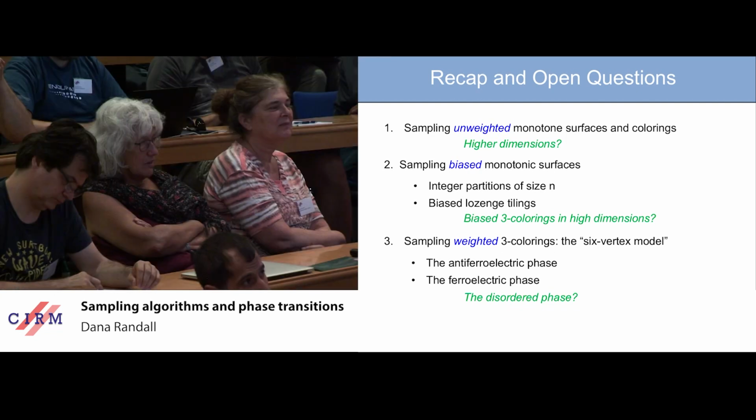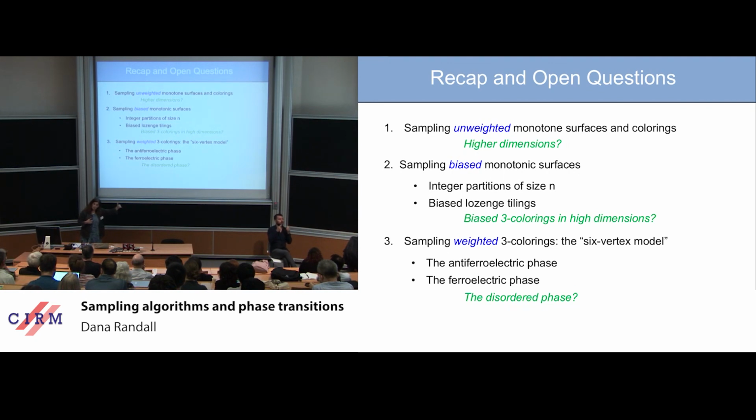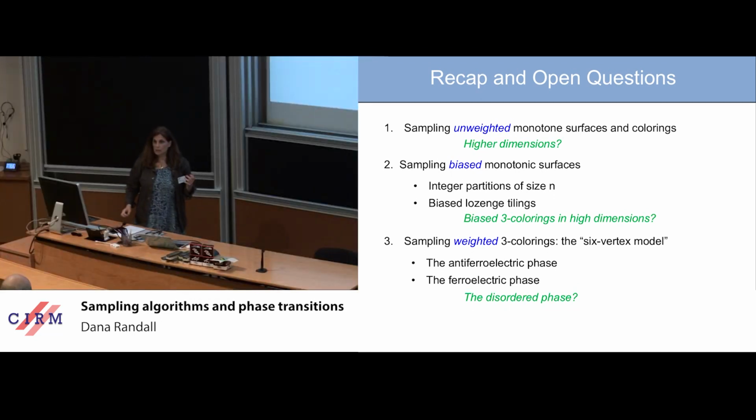We know that when you bias things, they tend to go faster. So we understand this for the monotonic surfaces, but we haven't analyzed this for the height function corresponding to 3 colorings. So 3 colorings in high enough dimensions are slow. What happens if you have the bias chain in high dimensions? Honestly, I really came up with this question last night when I was writing the slides. I really don't know the answer here, but it's interesting to combine the 2.